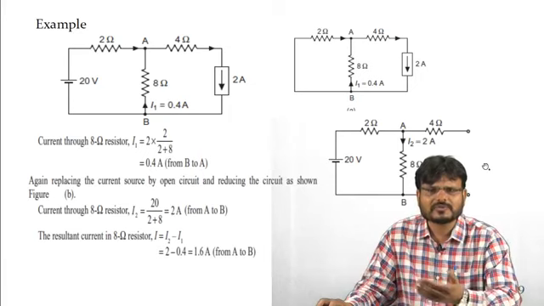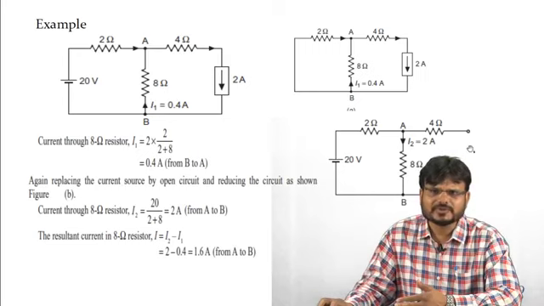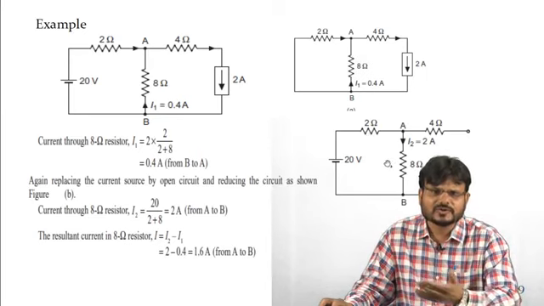So now again you have to find this current I2. Here you can see whatever current flows through this 20 volt source will flow only in this path, because this is an open circuit. So there is no current in the 4 ohm resistance. Whatever current is flowing due to this voltage source will flow through only this path. That means this 2 ohm and 8 ohm resistance will work as a load for this voltage source.